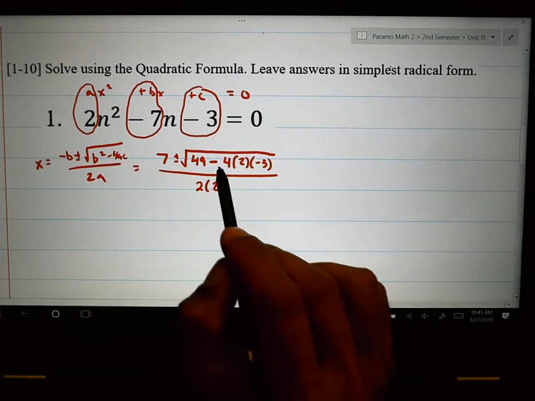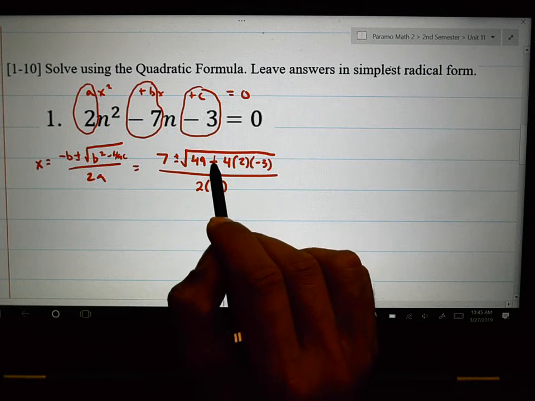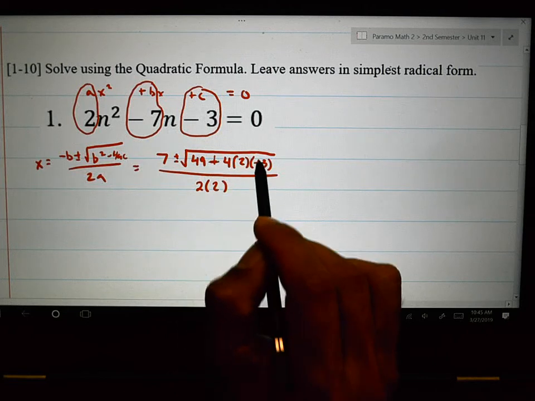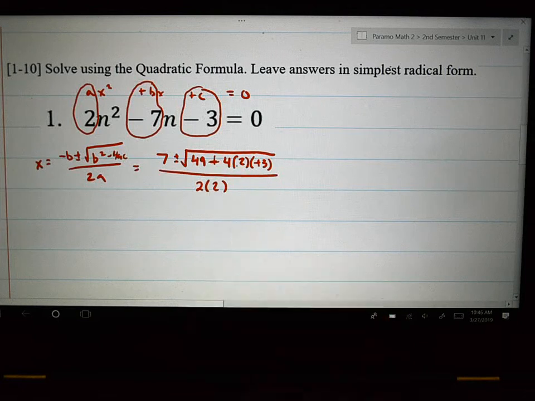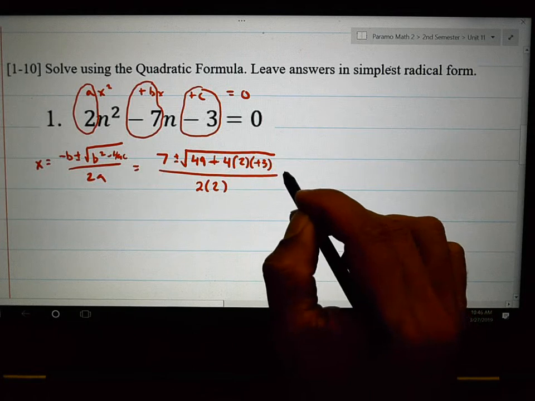You could also go negative times a negative is a positive. If you want to do that, you can. 4 times 2 is 8. 8 times 3 is 24. So 49 plus 24 is 73.